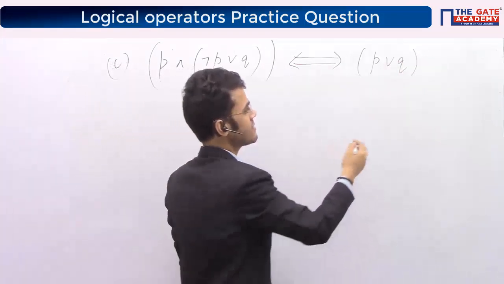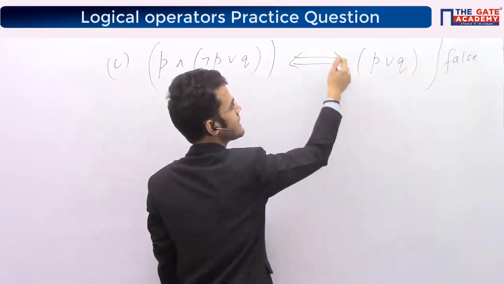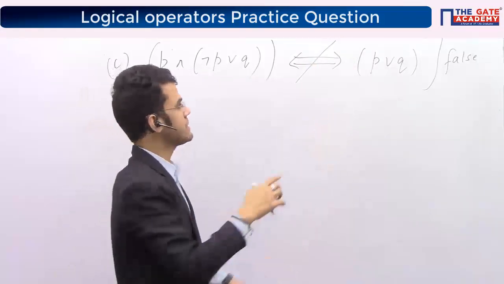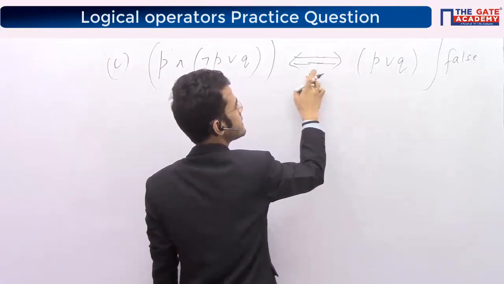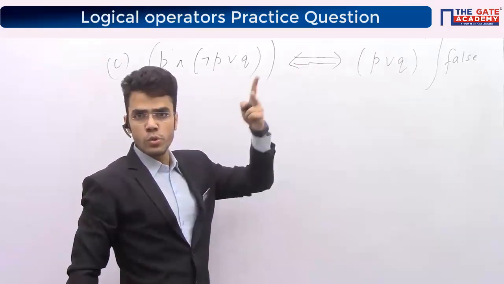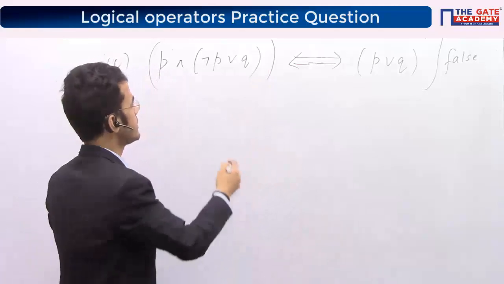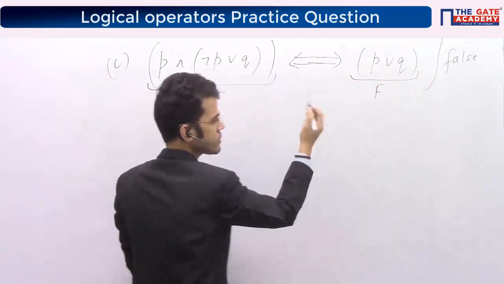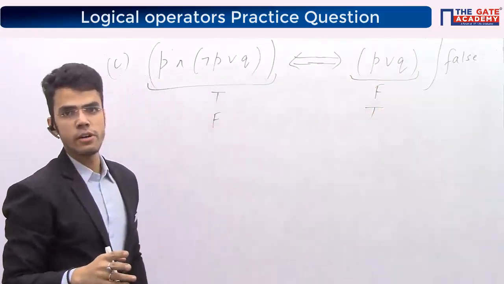Now, my target is, if I am able to make this false, then I will say no, this is wrong. If I am not able to make this false, then I will say this option is correct. So let's try to make this false. With this operator, there are two combinations, two cases possible: try to make this true and this false, or this false and this true. Either combination will work.